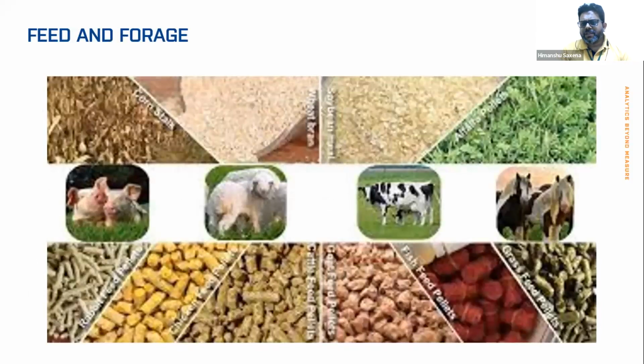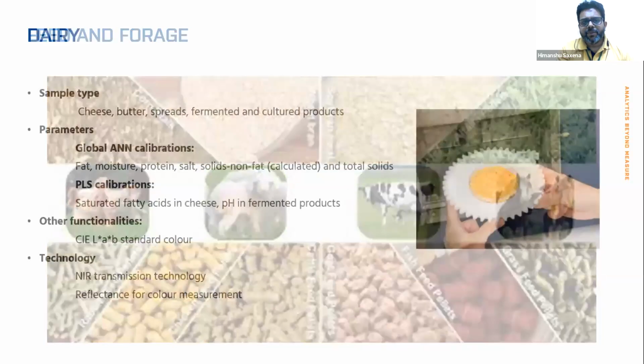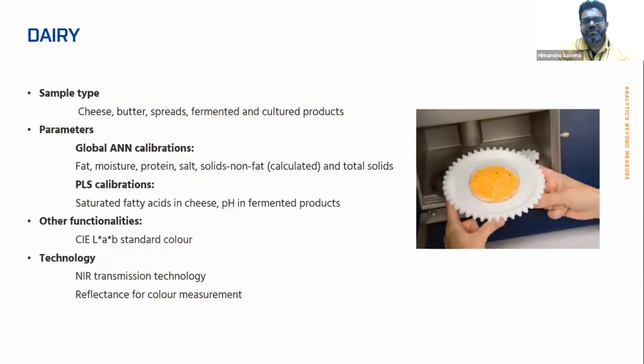Talking about some of the key applications where this instrument is used, feed and forage is one of the biggest applications, because this is one industry which adopted NIR many decades back, and NIR is well established in it. Beyond that, dairy is another industry wherein there are a lot of dairy products, and a lot of critical parameters are pre-calibrated and available.